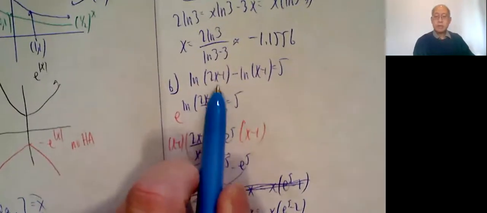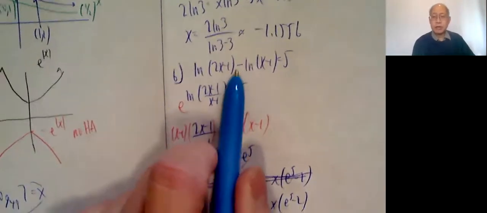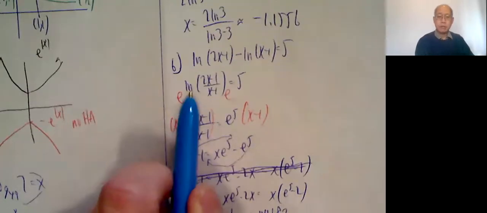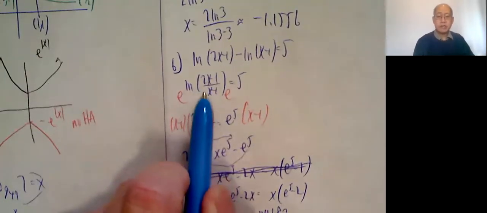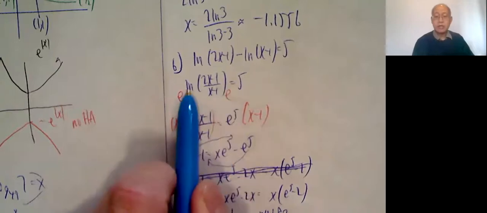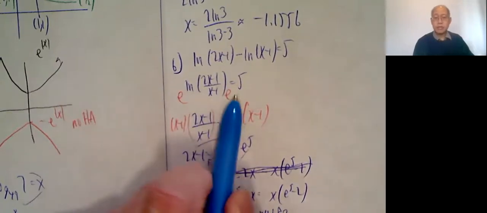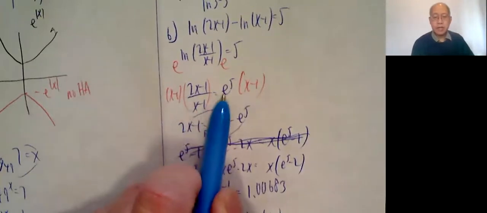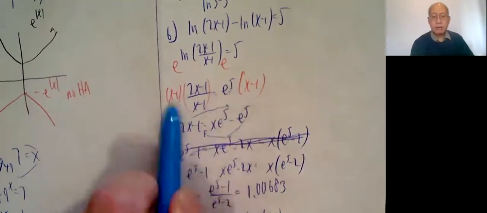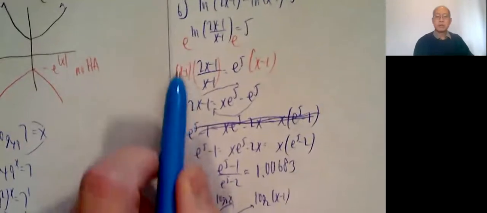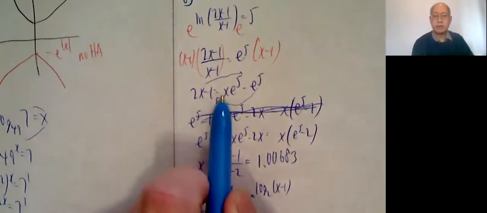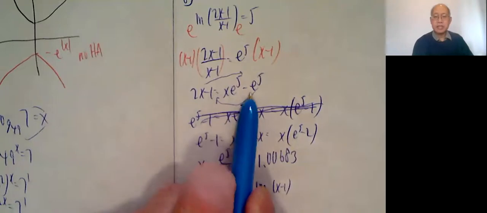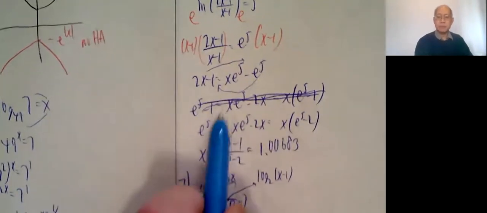Number 6, when you have a subtraction like so, a difference, then you write it as a quotient. So ln of (2x-1)/(x+1) equals 5. Get rid of the ln by exponentiating, put an e. So this cancels out. (2x-1)/(x+1) equals e to the 5th. Multiply both sides by x plus 1. So that cancels out. 2x minus 1 equals x e^5 plus e^5. Ignore that, I messed up.